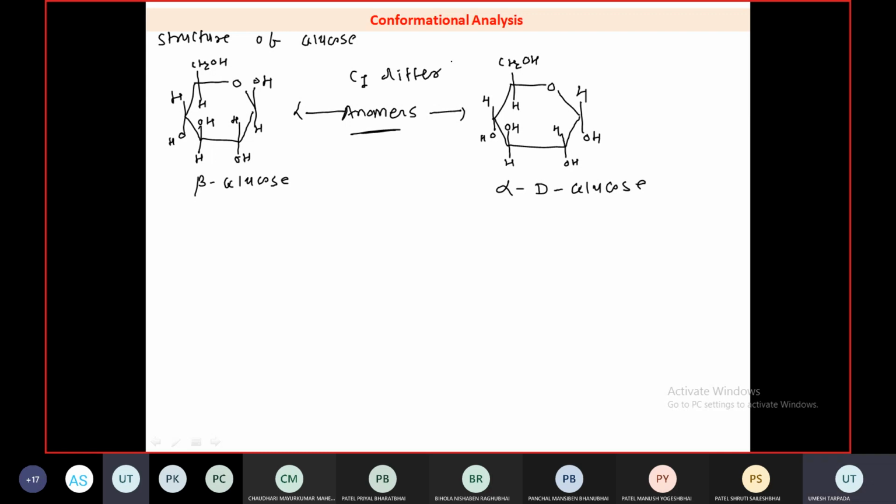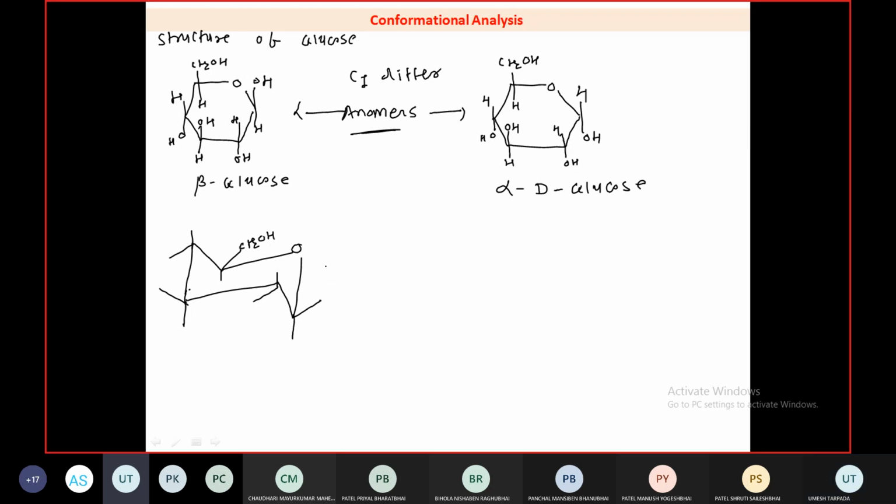Now, how to draw the corresponding stable chair form? In the chair form, there are two different arrangements, axial and equatorial. Remember, this is the chair form. Here two positions are there, one is equatorial and this is axial. Here also this is axial and this is equatorial. Equatorial, axial. And here it is axial and equatorial. Okay, so here it's a CH2OH.